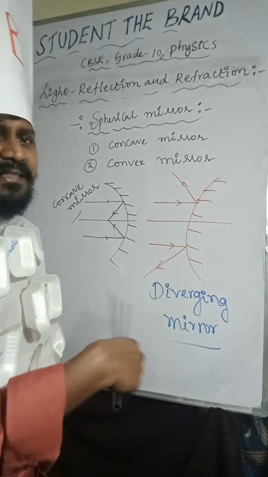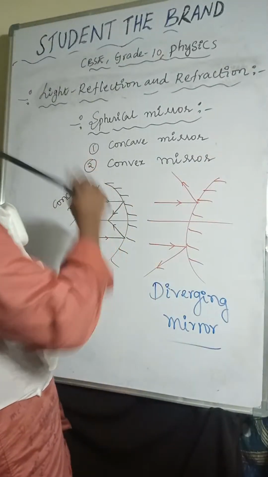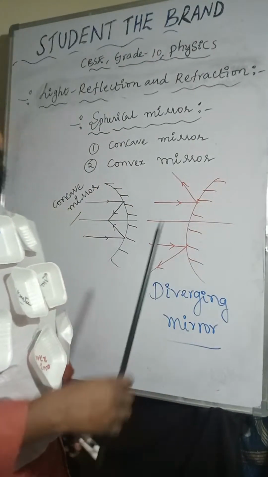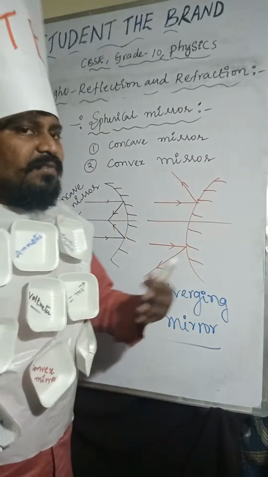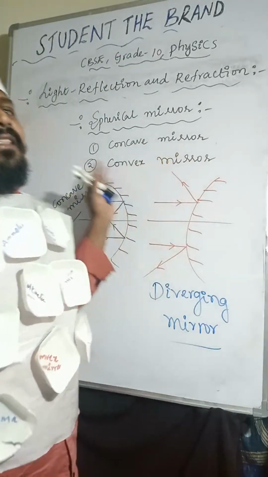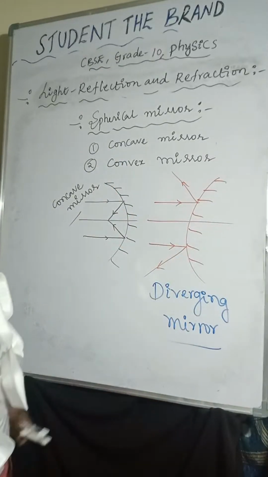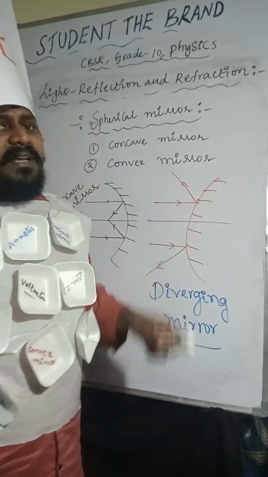So these mirrors come under spherical mirrors. What do you mean by a spherical mirror? A spherical mirror is nothing but a mirror in the form of a curved shape. There are two types of spherical mirrors, concave mirror and convex mirror.